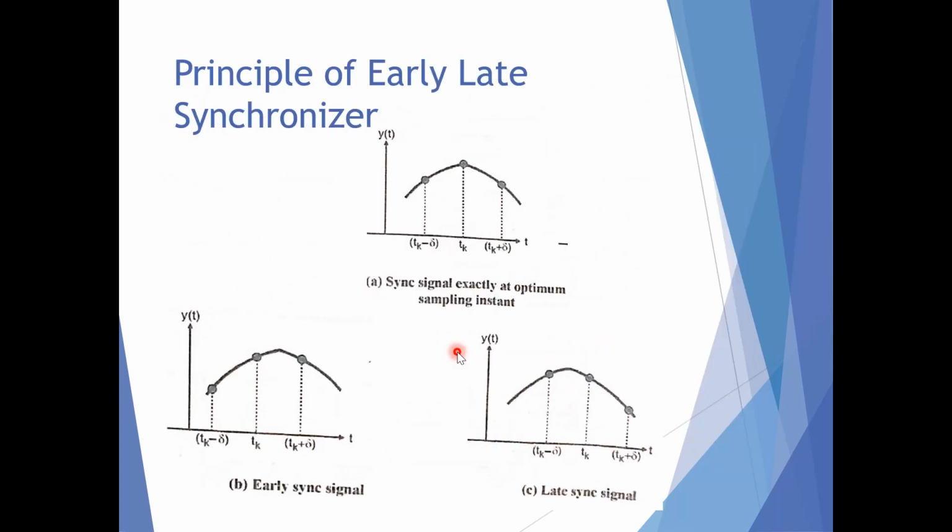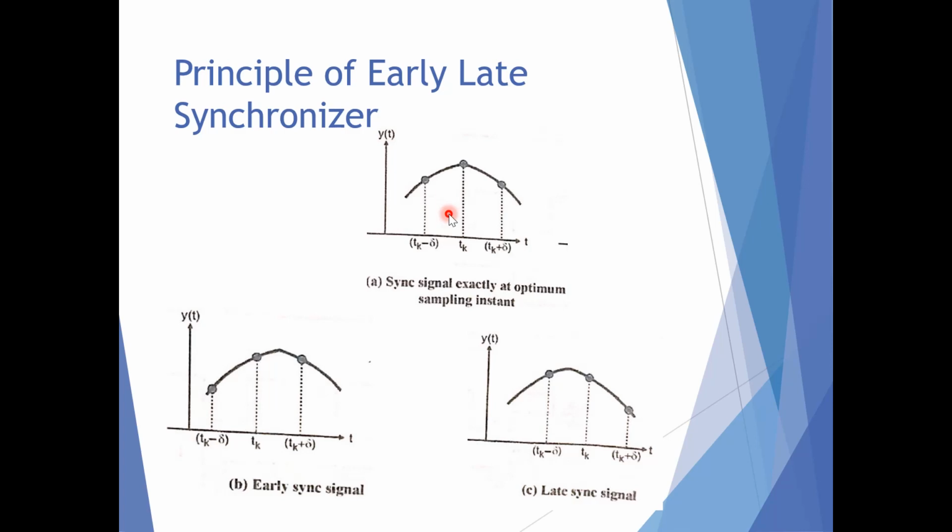The next type of synchronization is early-late synchronization. The second disadvantage of closed loop bit synchronization forces us to search for another technique of synchronization, which is totally independent of zero crossings of the message signal. The synchronizer which uses this technique is called an early-late synchronizer. So this is the principle of early-late synchronization.